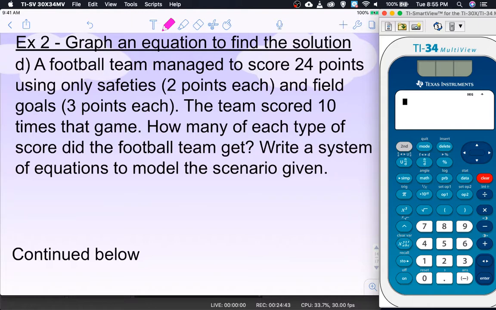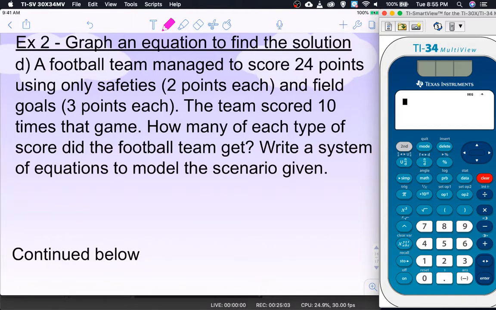Last of these types of problems, I believe. It says here, we're going to graph an equation. So, excuse me, this is very much like the other problem, except now I'm not going to have the equations graphed for you. I'm still going to help you set up the equations because that's very hard right now. But then you're going to graph them on your own and solve the system of equations.